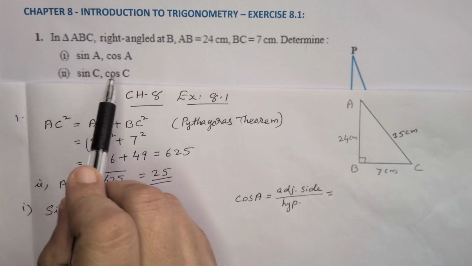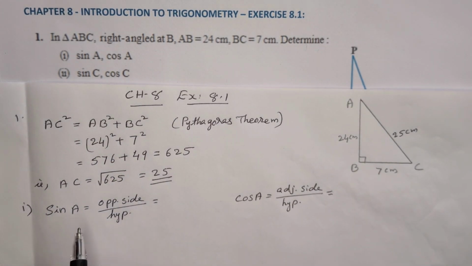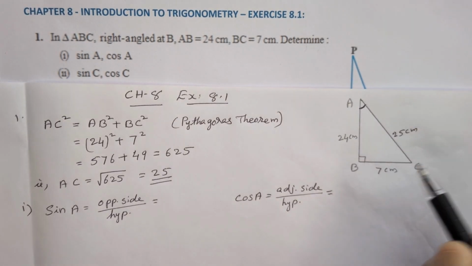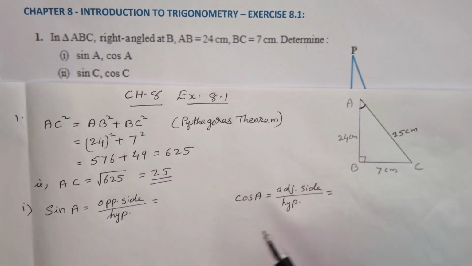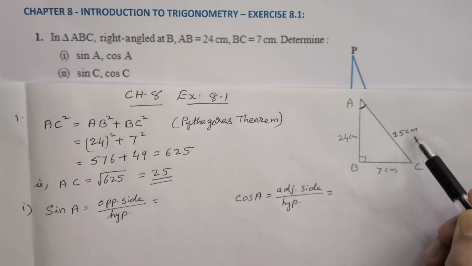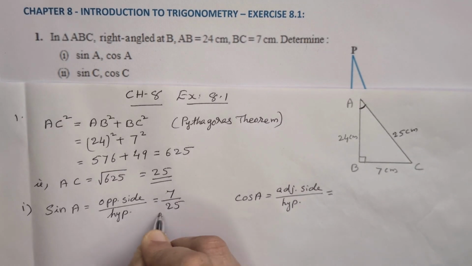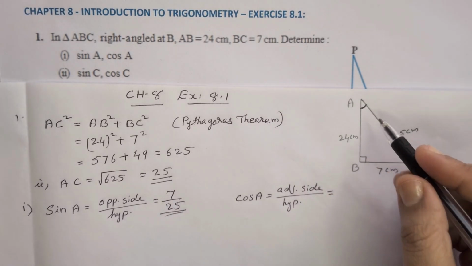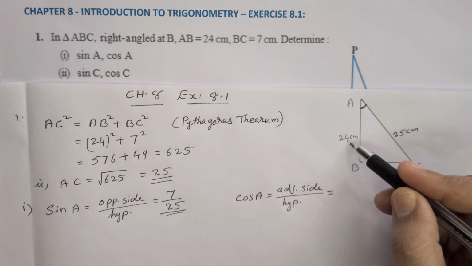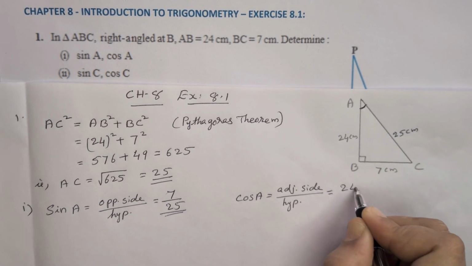Now sin A and cos A we have to find out. For that, we know that opposite is based on angle A. Based on angle A, sin A means opposite side by hypotenuse. So 7 by 25. Cos A means adjacent by hypotenuse. Adjacent side by hypotenuse. That means 24 by 25.